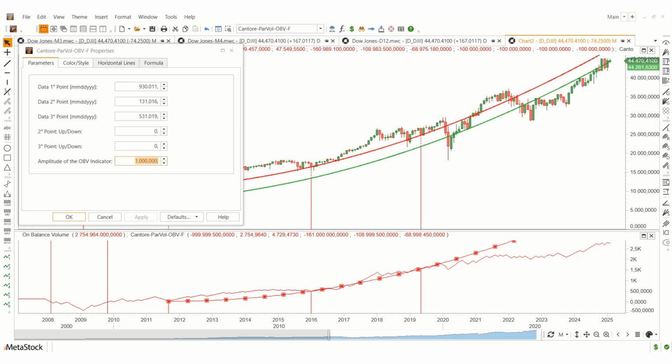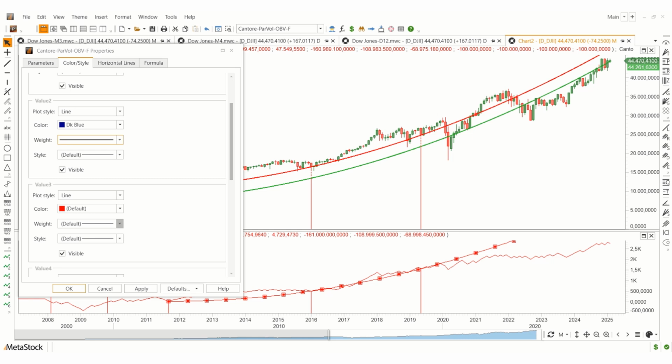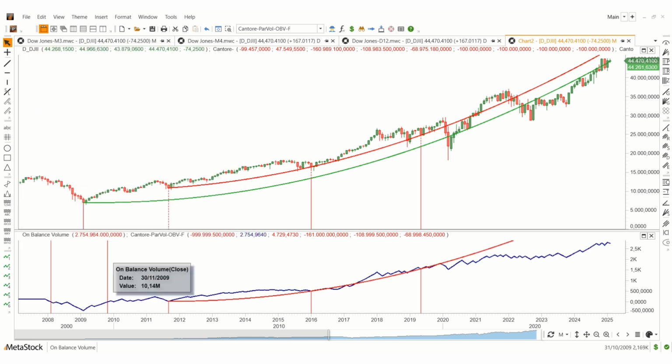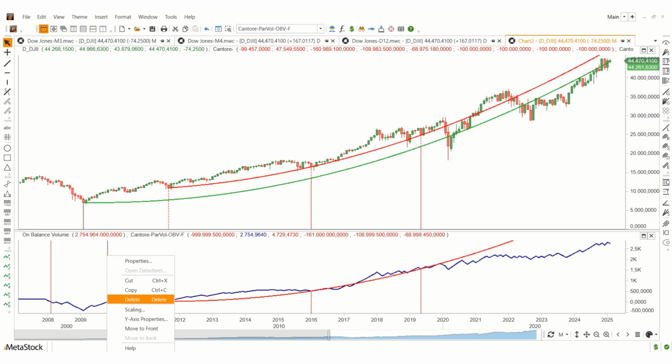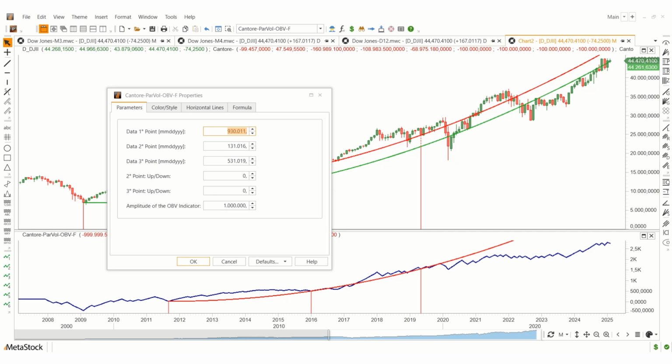In any case, here is a parabolic involute by default also on the OBV indicator. At this point, we can remove the lines that referred to the original OBV indicator of MetaStock, and we can still draw a second parabolic involute. It is useful to keep the same dates, but positioned differently. In this regard, we lower the second point by 400 units and the third by 1,500 units, and here we have the representation of this second parabolic involute.